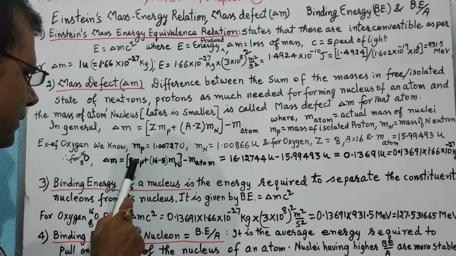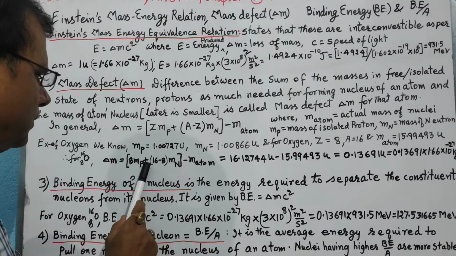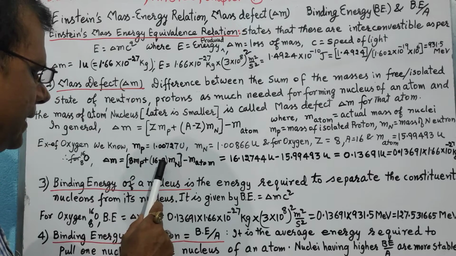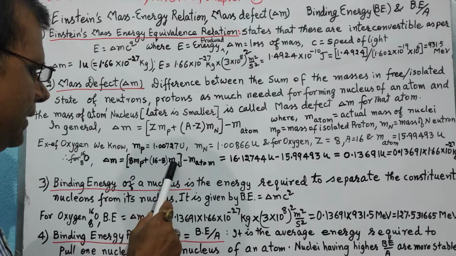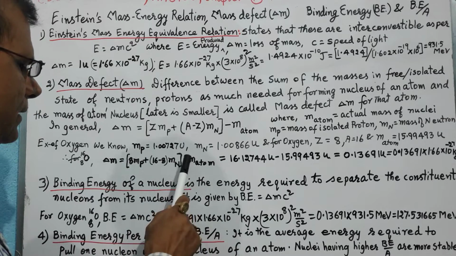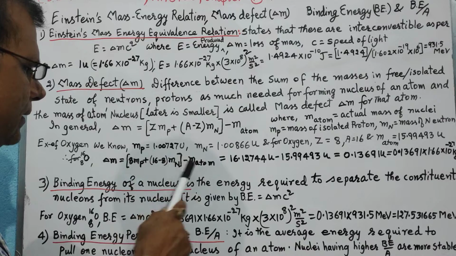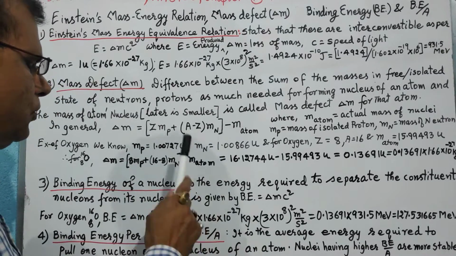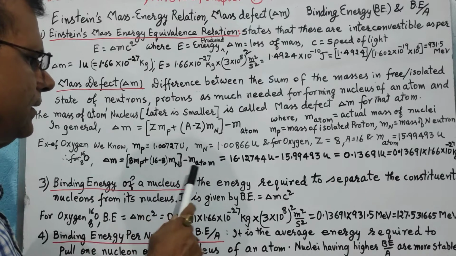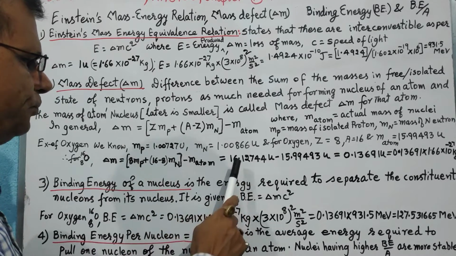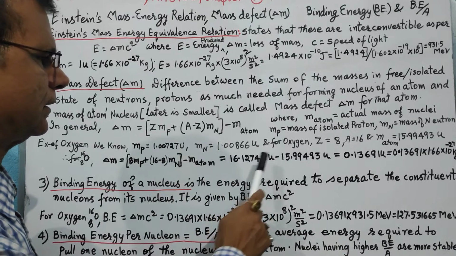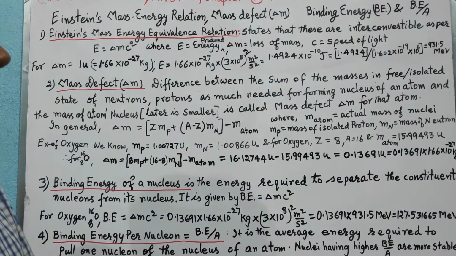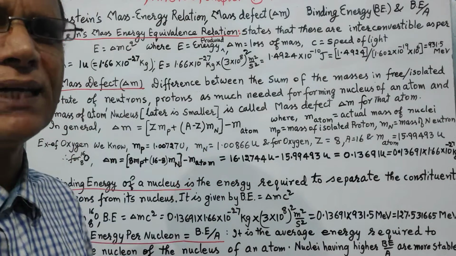The total mass is 8 into the mass of the proton plus (A minus Z, that is 16 minus 8) within bracket, multiplied by the mass of the neutron, and that whole is added together. Further, the actual mass of the nucleus of the atom is subtracted, and then it is found that the difference becomes equal to 0.13691 atomic unit. That means this much mass is lost.